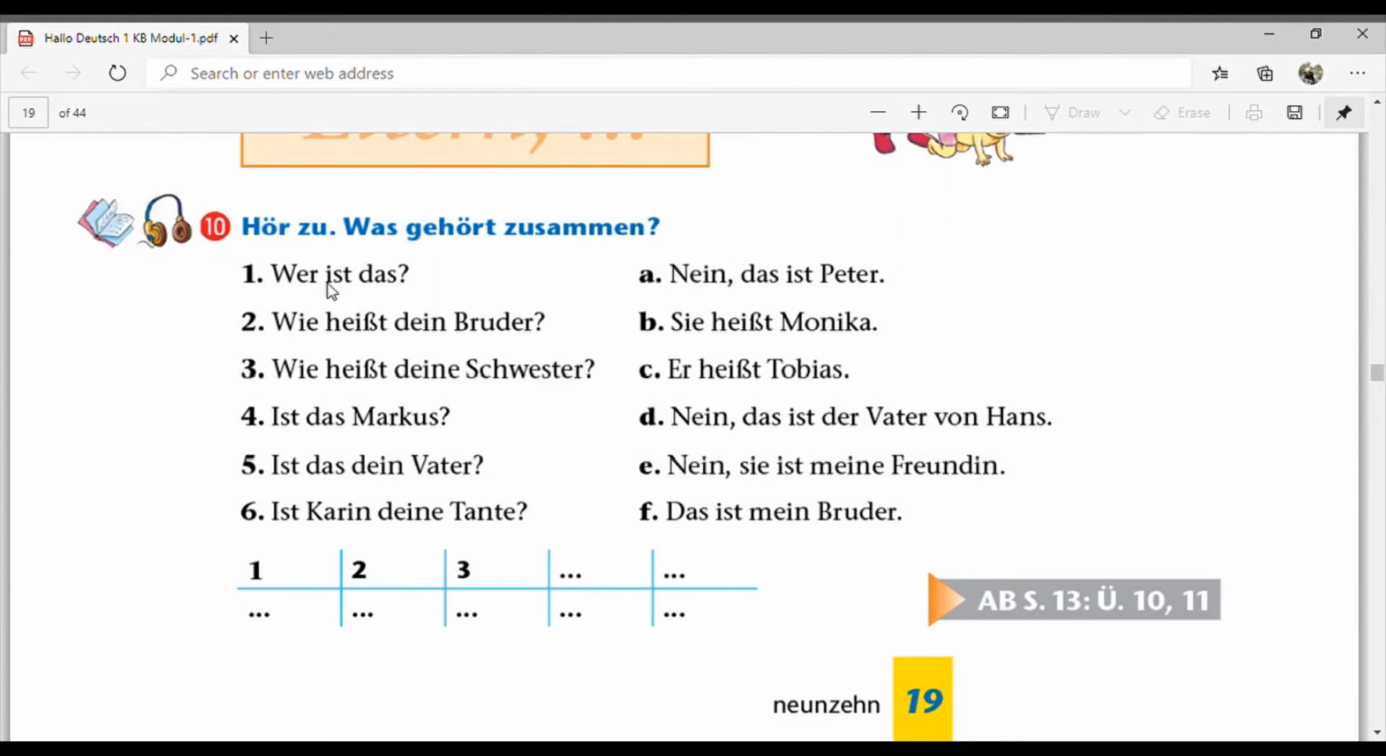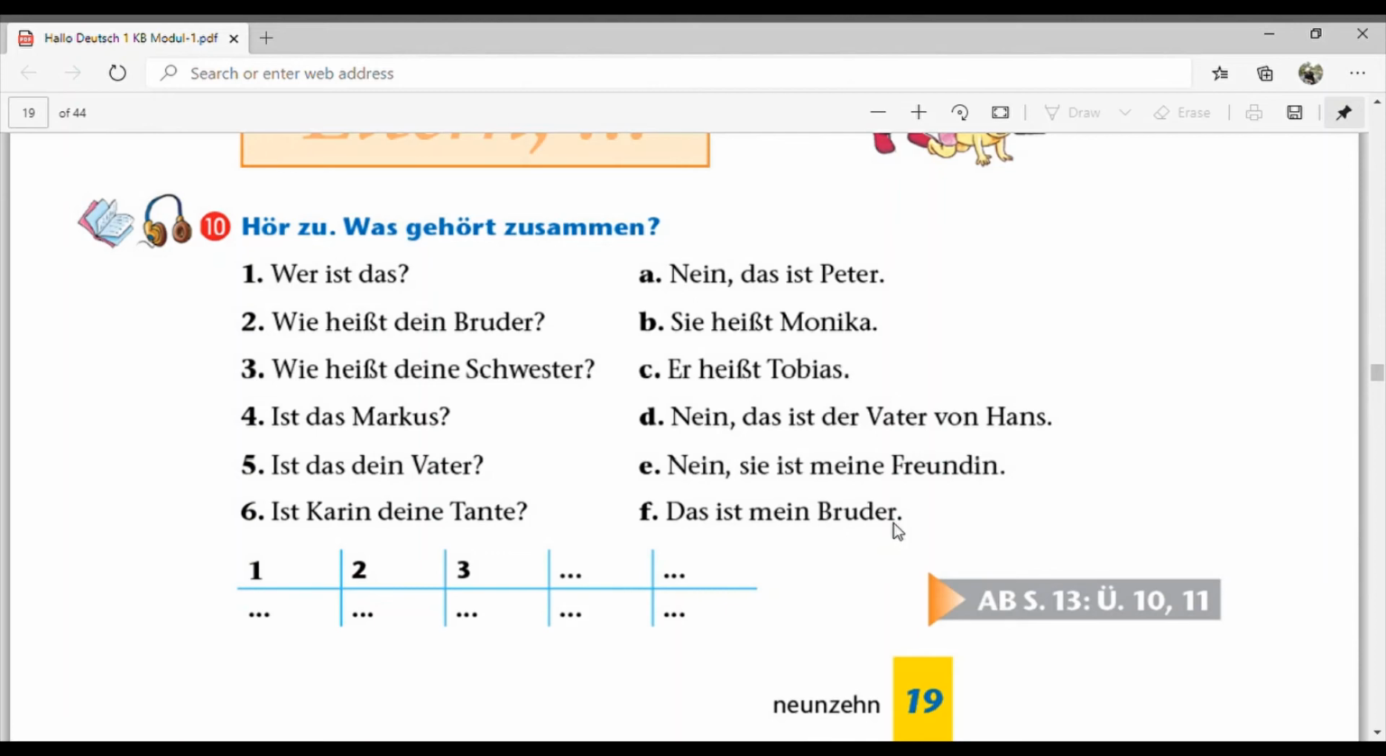So Nummer 1, wer ist das? Yeah, we know that. Wie heißt dein Bruder? Wie heißt deine Schwester? Ist das Markus? Ist das dein Vater? That means, is it your father? Then ist Karin deine Tante? Is Karin your auntie? Then nein, das ist Peter. Then sie heißt Monika. Er heißt Tobias. Nein, das ist der Vater von Hans. Then nein, sie ist meine Freundin. Then das ist mein Bruder.